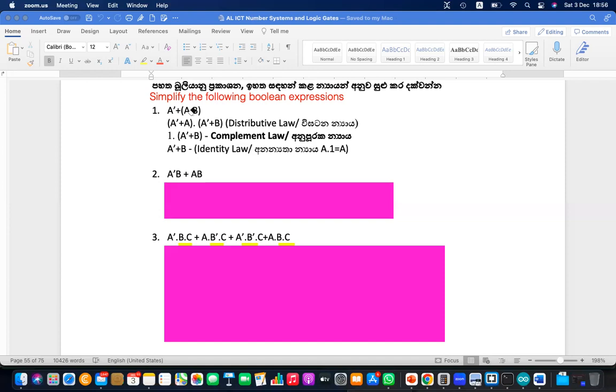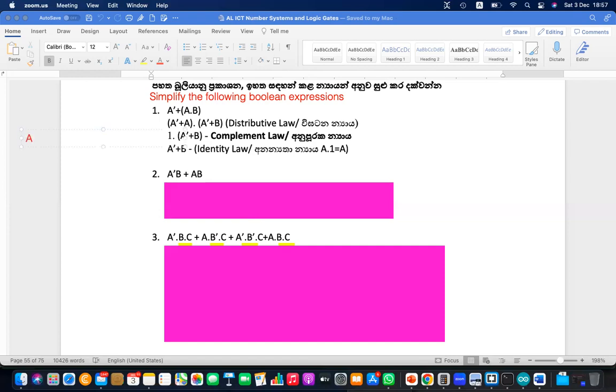Right? I think so, if it is 0, you can draw a truth table and see. If it is 0 for everything, you need to get 0. Let's draw a truth table and check this if you have a doubt.